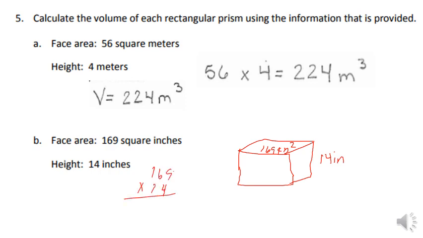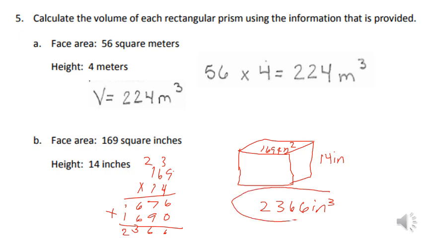4 times 9 is 36. 6 times 4 is 24. And 3 is 27. 4 times 1 is 4. And 2 is 6. Our placeholder, 1 times 9 is 9. 1 times 6 is 6. 1 times 1 is 1. We add those up. We end up with 2,366 inches cubed for our volume.